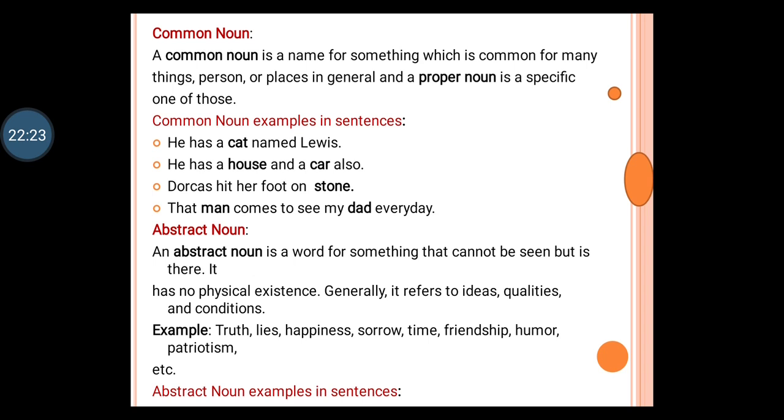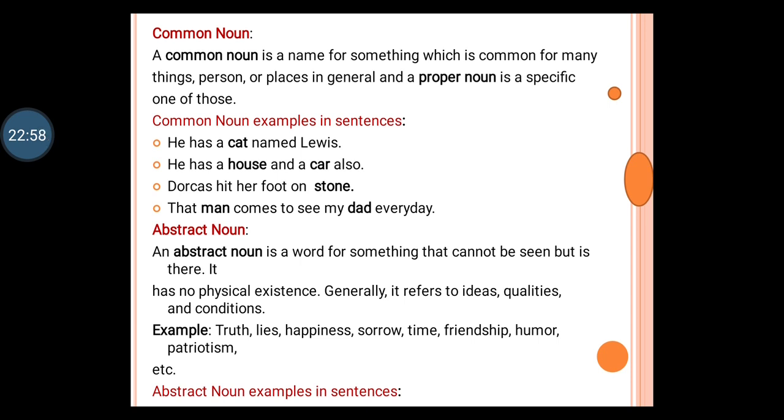Then a common noun. A common noun is a name of something which is common for many things, persons, or places. It's a common name for things, persons, or places in general. You see, this is unlike the proper noun. The proper noun is for specific things, persons, and places that are not common. But then a common noun is a general name for things, persons, and places.